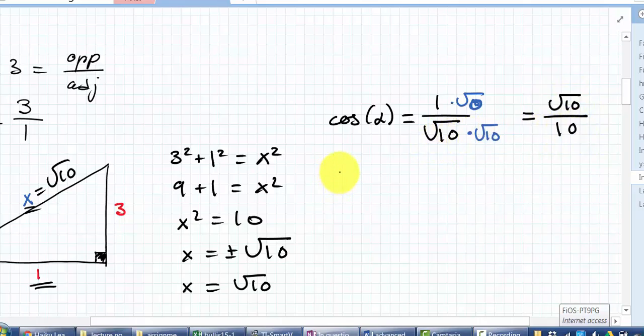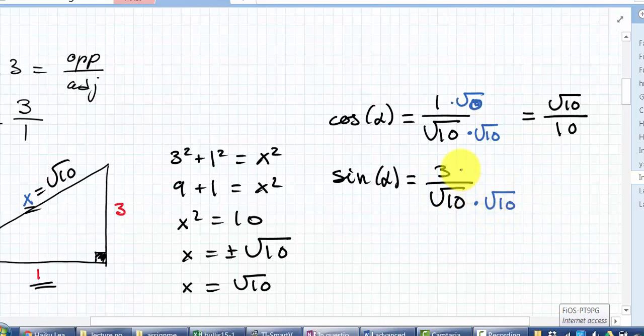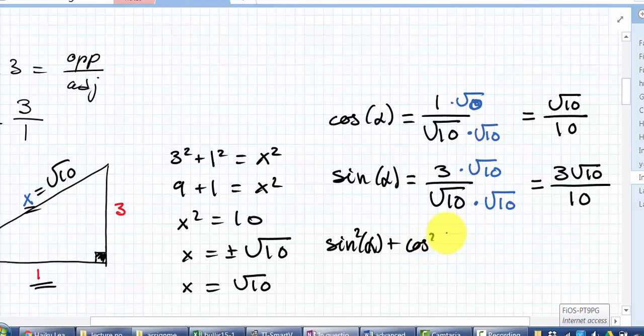Now, how do you find the sine? The sine of alpha is equal to 3 divided by square root of 10. Here again, let's rationalize our denominator by multiplying by the square root of 10. So it is 3 square root of 10 over 10. So now, let's do sine squared alpha plus cosine squared alpha. What is that equal to?